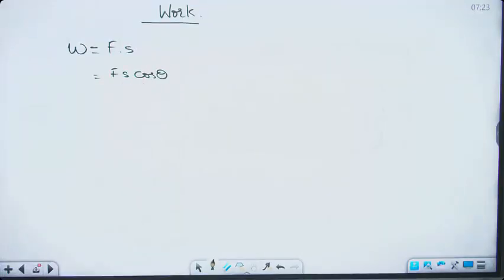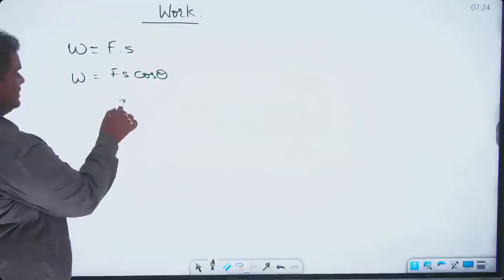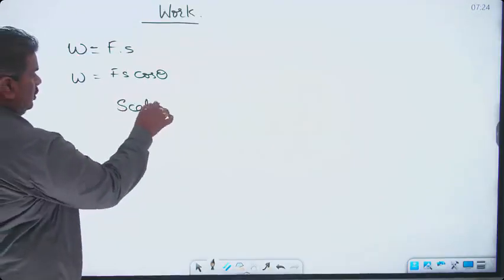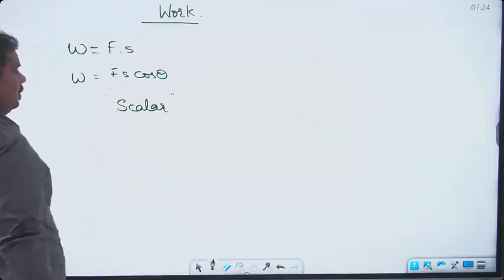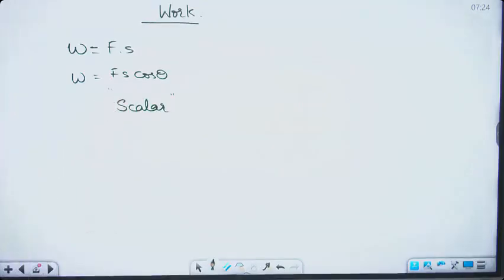You can use any formula depending upon the question. If the angle is mentioned, then you can use Fs cos theta. If the angle is not mentioned, then use simply W equal to F dot S. Now the question is, is work a scalar quantity or a vector quantity? Work is always a scalar quantity.